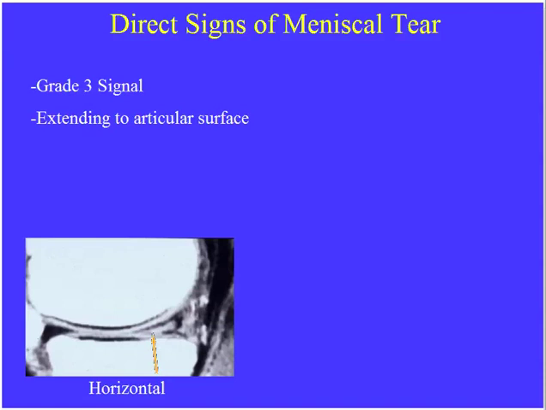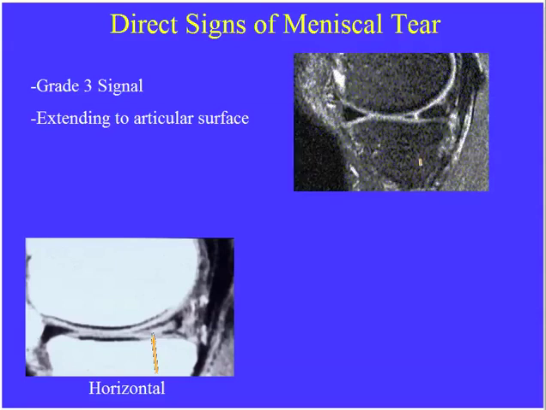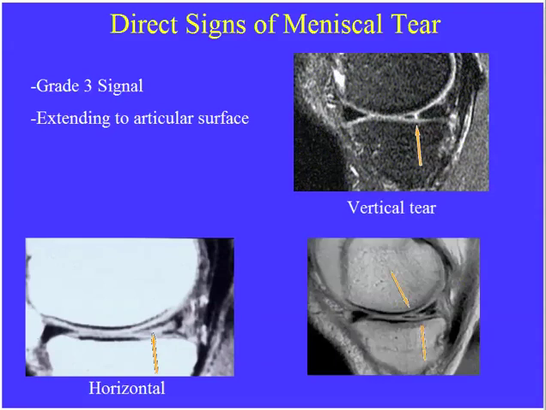The first direct sign is surfacing signal that we just talked about, grade 3 signal or signal extending to the surface of the meniscus. Here we see a horizontal tear. Here we see a vertical tear involving the free edge. And here we see a complex tear.